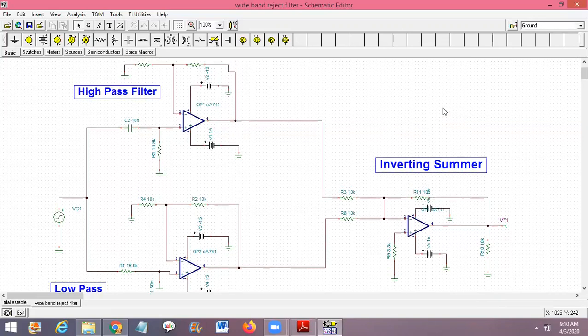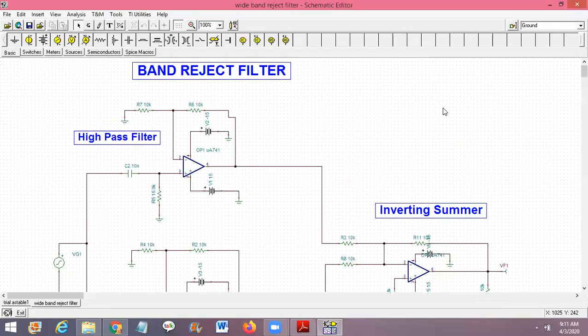So first of all, what do you mean by a band reject filter? Band reject filter means it has the capability to reject a certain range of frequencies. Suppose the range of frequency is from 1 kilohertz to 10 kilohertz, this band reject filter can reject the frequency range from 1 kilohertz to 10 kilohertz. The rest of the frequencies will be allowed.